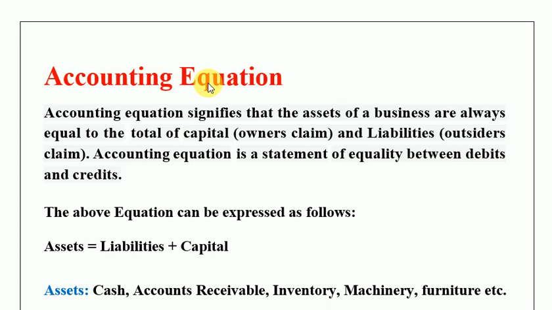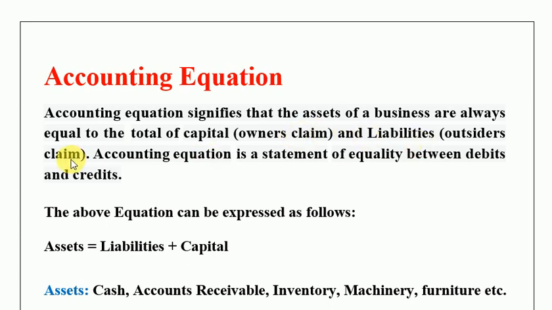In today's class, we'll discuss a new chapter, that is the accounting equation. So, what is the accounting equation? The accounting equation signifies that the assets of a business are always equal to the total of capital, that is the owner's claim, and liability, that is the outsider's claim.